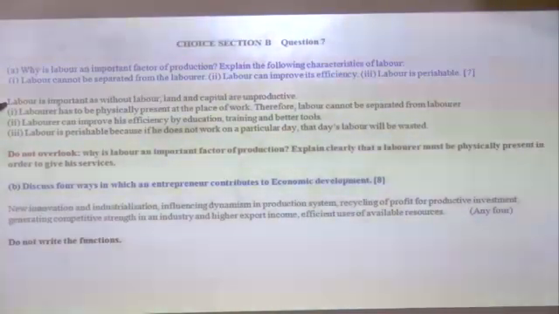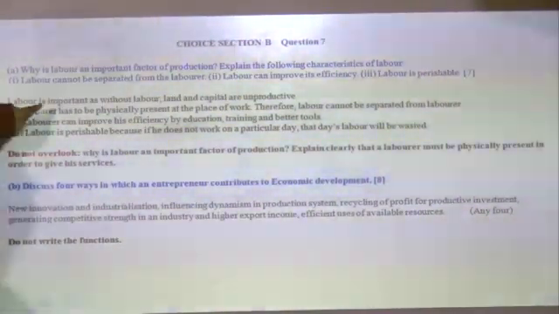This is an active factor of production also. Land and capital will become passive, because without labor, land and capital will not function. The next part, labor cannot be separated from laborer. Laborer has to be physically present at the place of work. Therefore, labor cannot be separated from laborer.